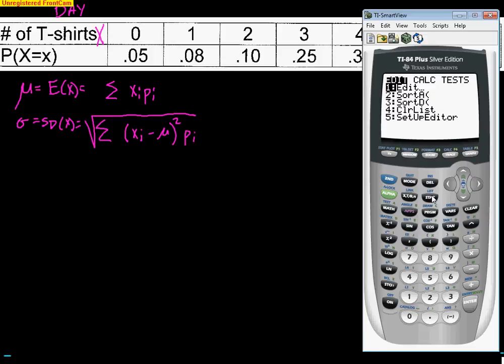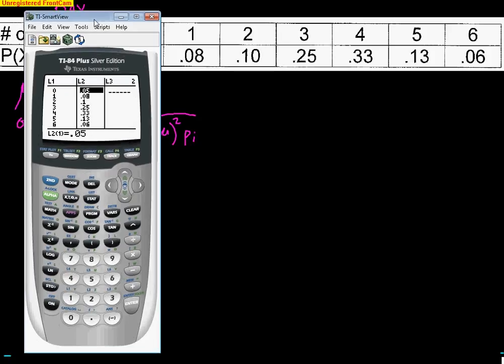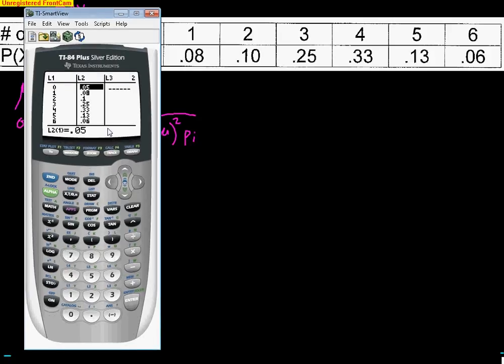Go to Stat, and go to Edit, and in List 1, you're going to put all of your outcomes, 0, 1, 2, 3, 4, 5, 6, right down here. And in List 2, you're going to put the appropriate probabilities. Just make sure they match up. 5% with 0, 8% with 1, 10%, 2, 25%, 3, 33%, 4, 13%, 5, and 6%, 6. And again, I'm showing you that those are all those probabilities that were given.